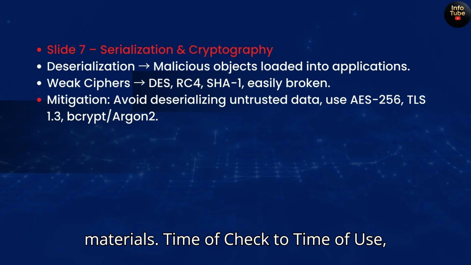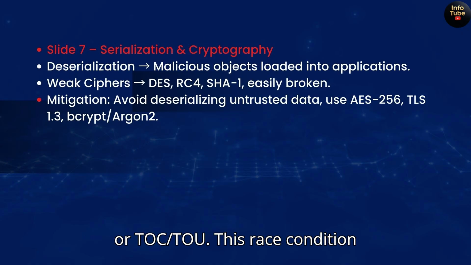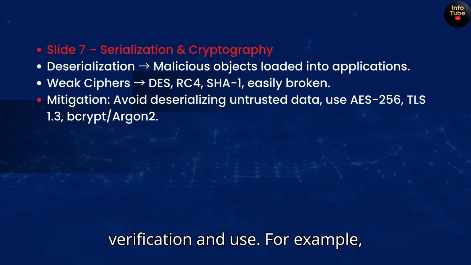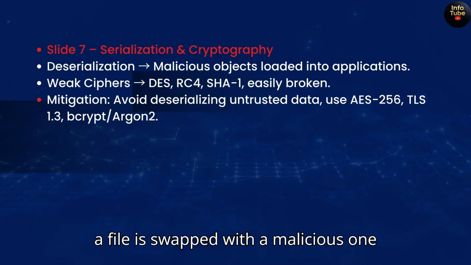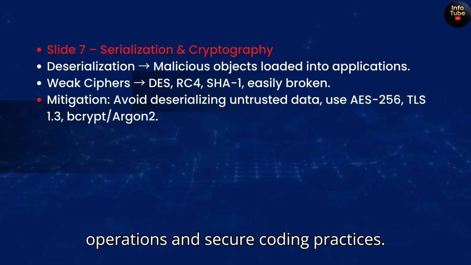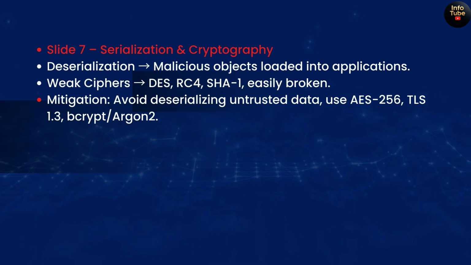Time of check to time of use, or TOCTOU. This race condition occurs when a resource changes between verification and use. For example, a file is swapped with a malicious one after a permission check. Use atomic operations and secure coding practices.